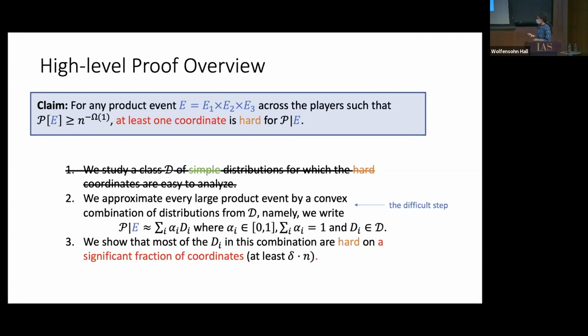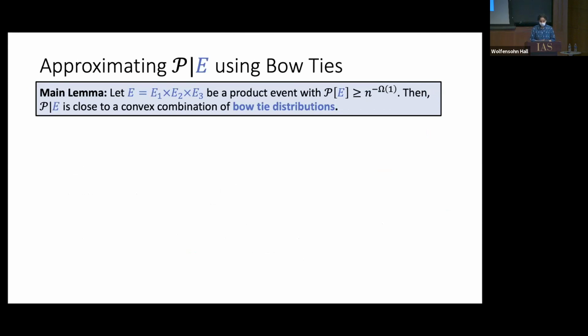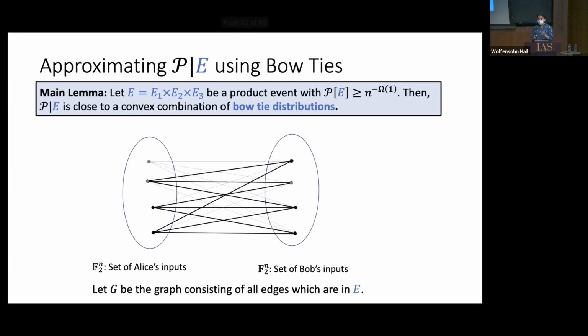Right. So let's move on to the second part, which is to approximate P conditioned on E by a bow tie distribution, a convex combination of bow tie distributions. So this is going to be the difficult step, and let's see how to do this. This is what we want to show. For any event of large measure, we want to approximate P conditioned on E by a convex combination of bow tie distributions. Let's look at this picture using the graph language that I described before.